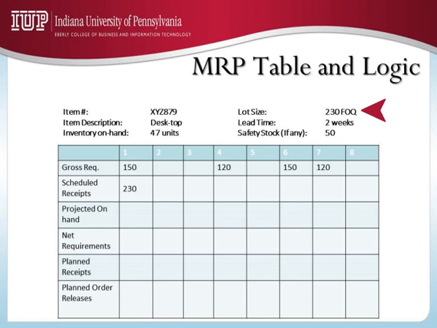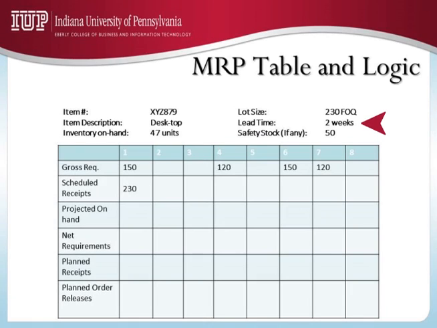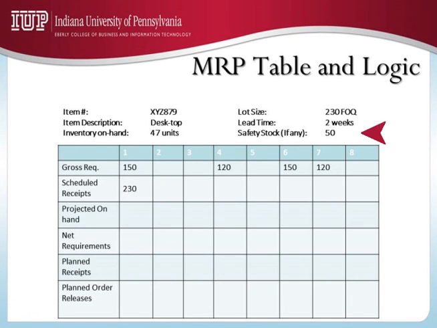Now the lot size. We had talked about lot size earlier. It is 230 FOQ. We also discussed what FOQ is. It's fixed order quantity. The lead time is 2 weeks for this particular product. Safety stock, I have said here, if any. Some items may have no safety stock at all, but for this item you have a safety stock of 50. The last input for MRP is the master production schedule.